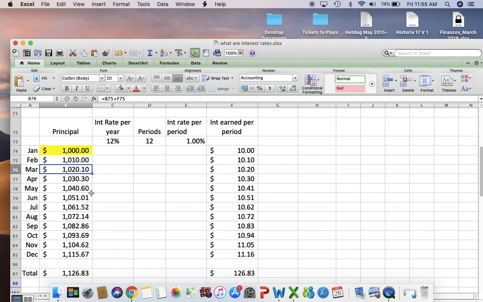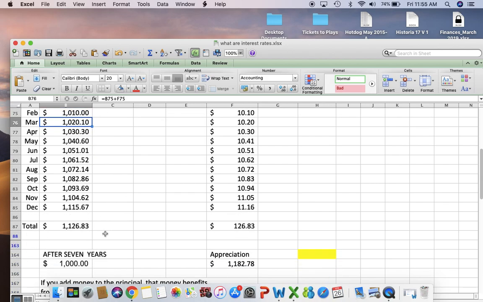That money gets put back in the bank. Now you're at $1,020. Your interest is higher, so on and so forth. So all this interest that you're collecting gains interest on top of it. Interest on top of interest, that is the concept of compound interest.